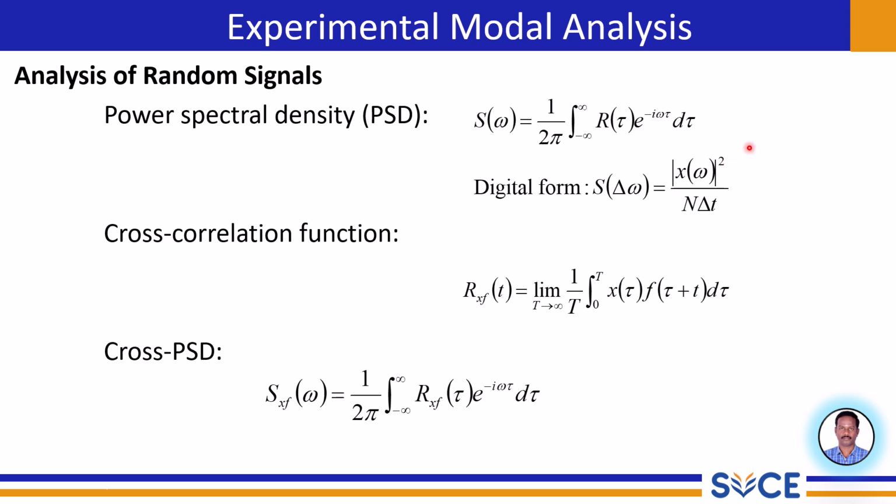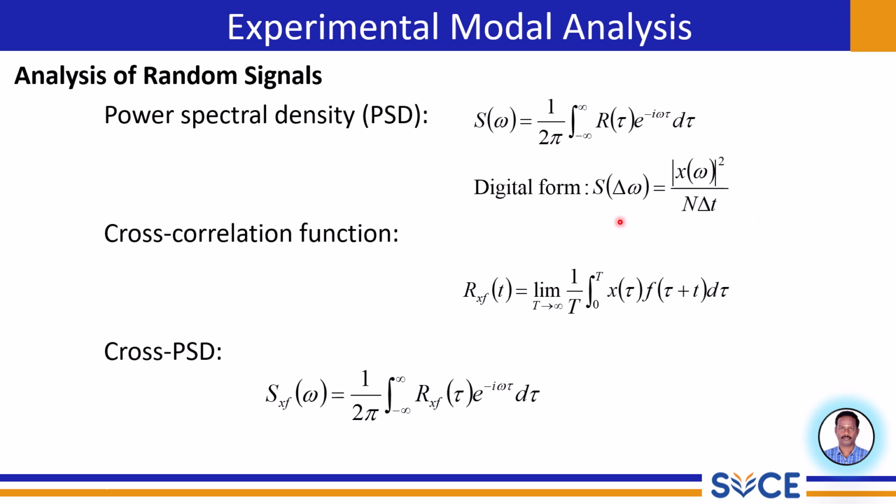PSD, that is power spectral density, is denoted by S(ω). Power spectral density essentially tells us how the power of a signal is distributed over different frequencies. The power spectral density of a continuous signal is the Fourier transform of its autocorrelation function, R(τ). This equation shows that the power spectral density and the autocorrelation function form a Fourier transform pair. This means that the information contained in one is directly related to the information in the other.